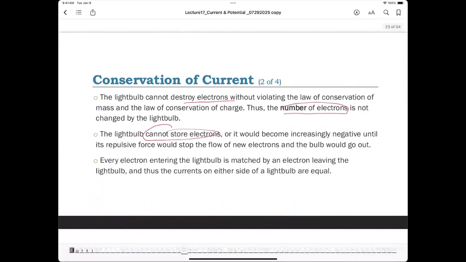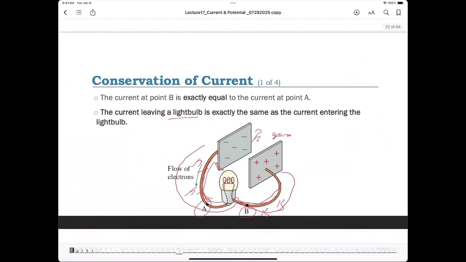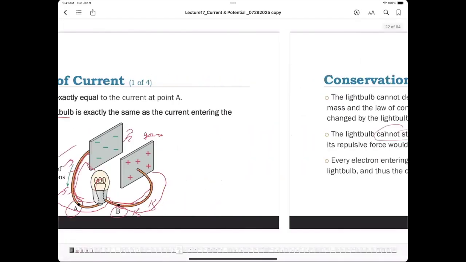Does that make sense to you? Because the current is just the motion of charges, and you can see the charges are the same before going to the bulb or after getting out from the bulb. It's the same charge, the same number of electrons. So the current is the same. That makes sense to you?